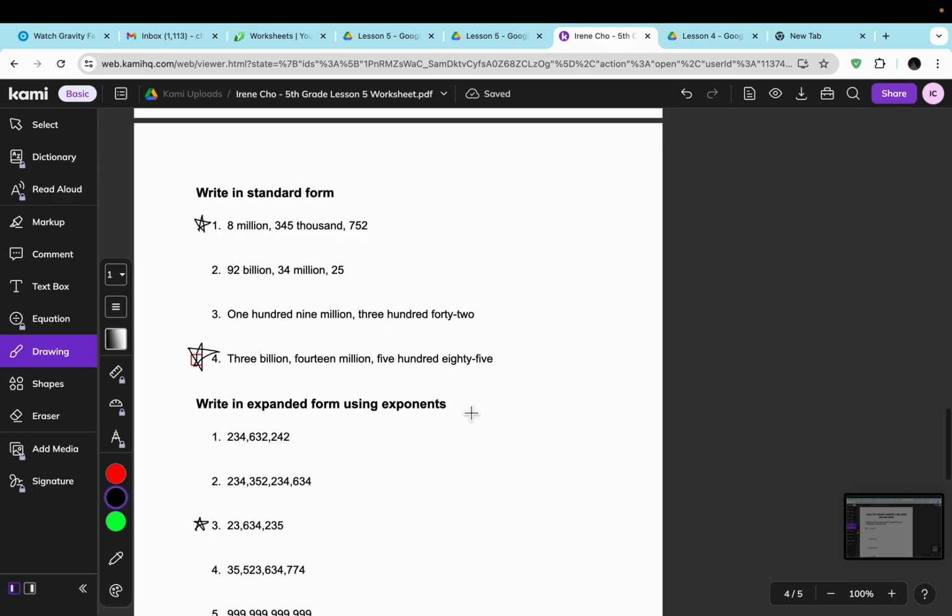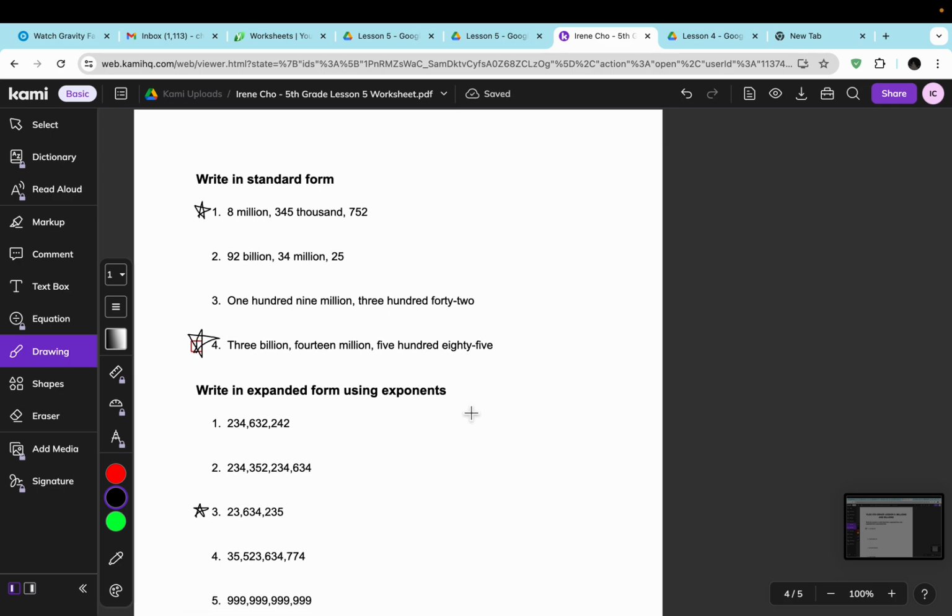Okay, moving on. This one says write in standard form. We have to look at the first digit for each and the word. This is 8 million, so we start off with an 8 and then a comma and then 345, and then comes a comma and then 752.